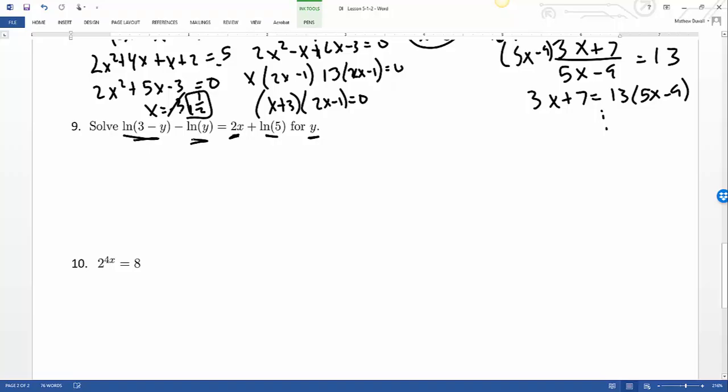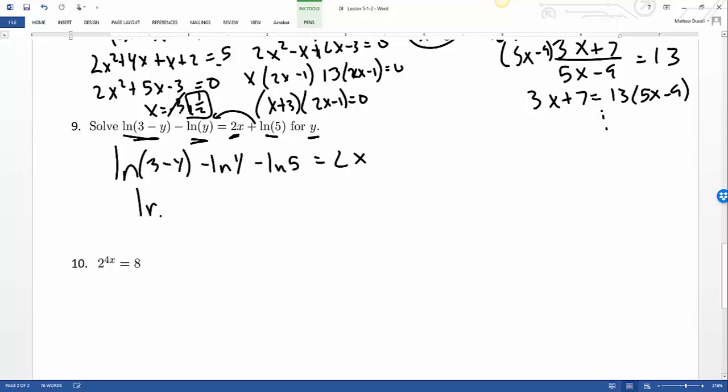But I can combine these together. And so that's effectively what we're going to have to do first. I want to bring this ln over. I want to get all my ln's on one side. So I get ln of 3 minus y minus ln of y minus ln of 5 equals 2x.